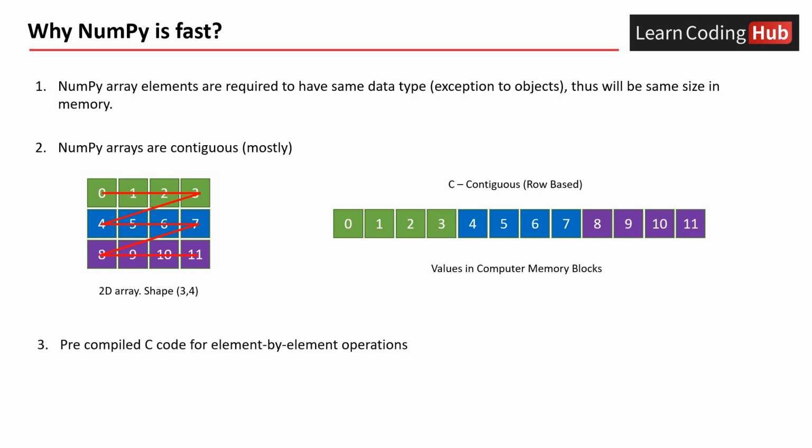And then the third reason it is blazing fast is the pre-compiled C code. In the Python list example, we wrote the for loop and did the operation within Python. With NumPy as well, behind the scenes it is using a for loop, but it is using the for loop within the C code, which is pre-compiled. That is the reason it is very fast. Any element-by-element operation is done by the pre-compiled C code, and that is the reason NumPy gives us performance very near to C.